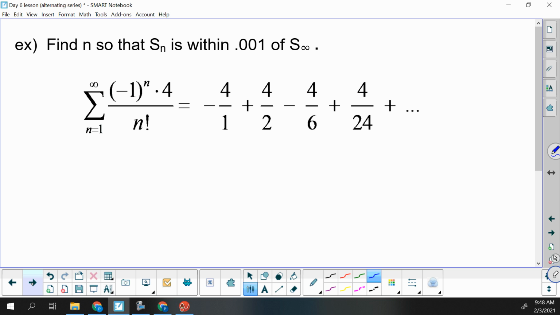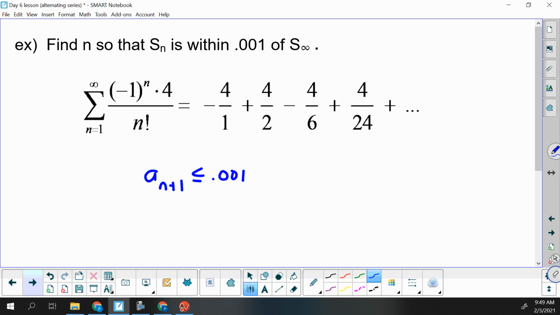So our last thing for today, we've got this series here, and we want to find the partial sum that is within 0.001 of our infinite sum. Well, it's an alternating series, so we want to think alternating series remainder. So the absolute value of our remainder should be less than or equal to the next term. So what we want to know is when is the next term less than or equal to 0.001. Since the next term is always the bound on the remainder, that'll tell us when we are within that amount.